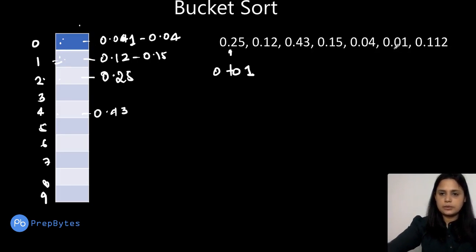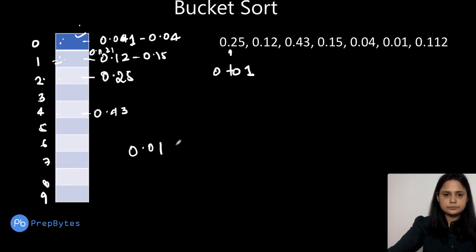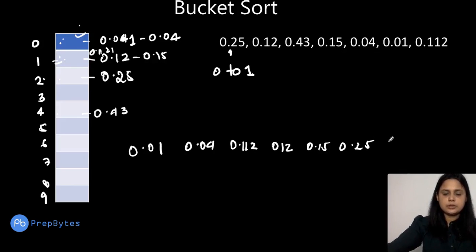What is the right place for 0.112? It will be even before this, so we will have 0.112, then 0.12. Now I'll combine all the numbers starting from the top. So we'll have 0.01, 0.04, 0.112, 0.12, 0.15, 0.25, 0.43. So this is the idea of bucket sort.